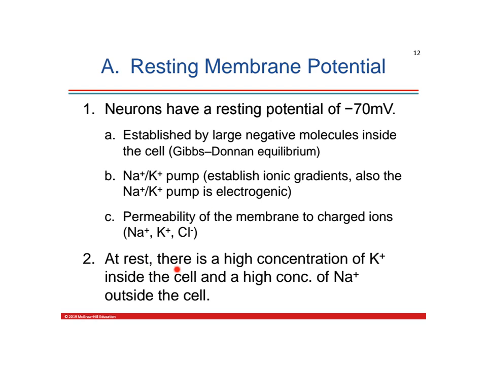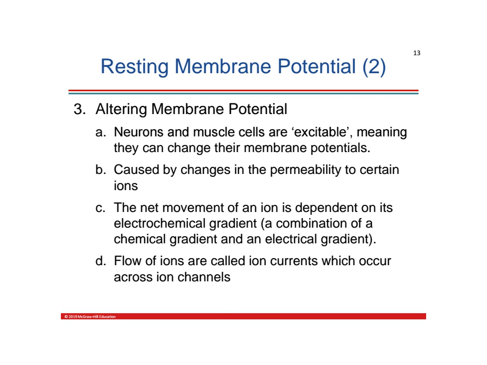Now recall that at rest, there's a high concentration of potassium inside of a cell, and the opposite is true for sodium. There's a high concentration of sodium outside of the cell. Recall that neurons and muscle cells are excitable, meaning that they can generate action potentials, which are also called spikes, or sometimes nerve impulses. The basic idea is that they're able to change their membrane potentials very quickly. So what causes this change in membrane potential? Well, there are very large changes in the permeability to certain ions.